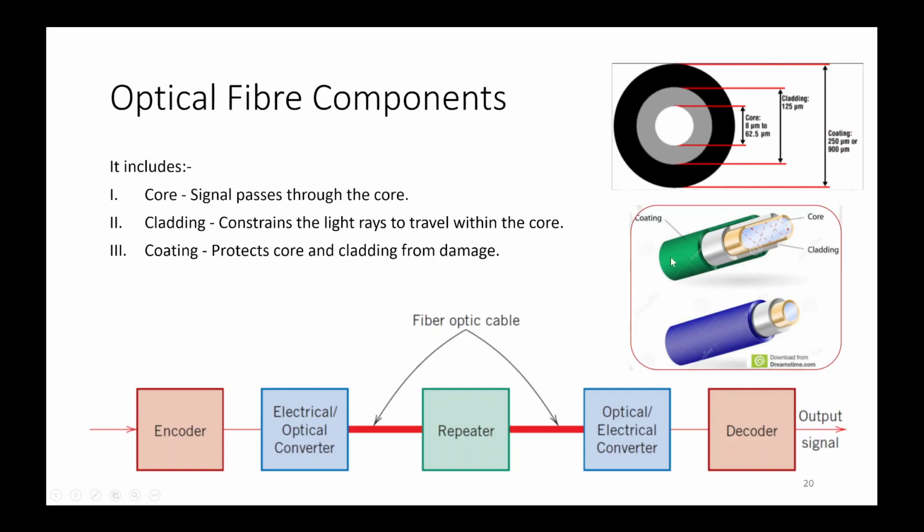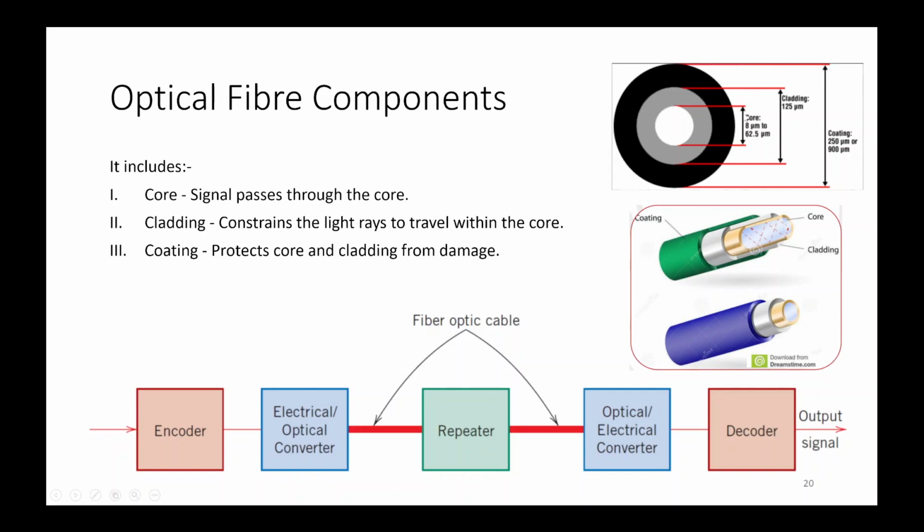And this is the structure of optical fiber. These are the components. First is the core, which is the innermost part. It passes the signal through the core, and this is the cladding, which constrains the light rays to travel within the core. By having different refractive indexes, we can restrict our light inside just this core area, so it will keep on internally reflecting. The final one is a coating, which protects the core and cladding from any damage.